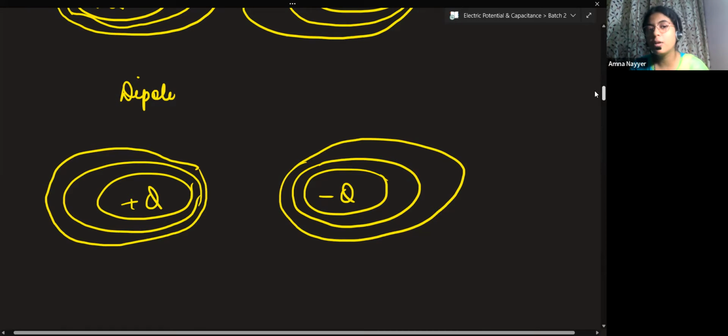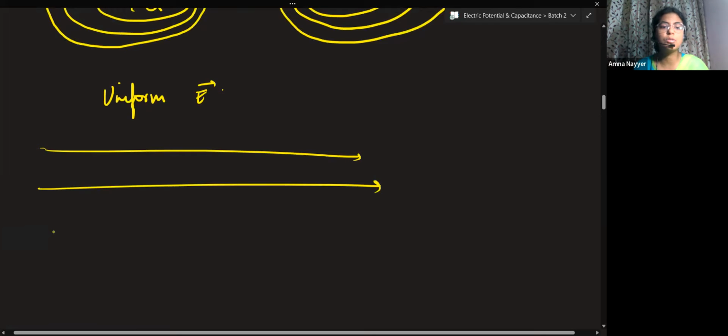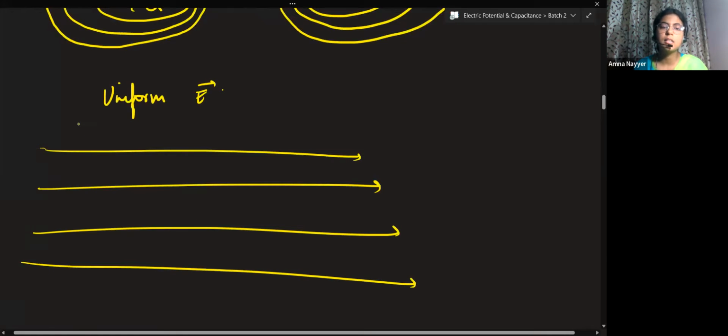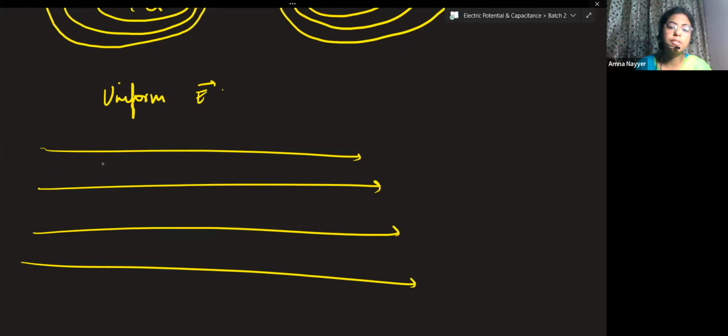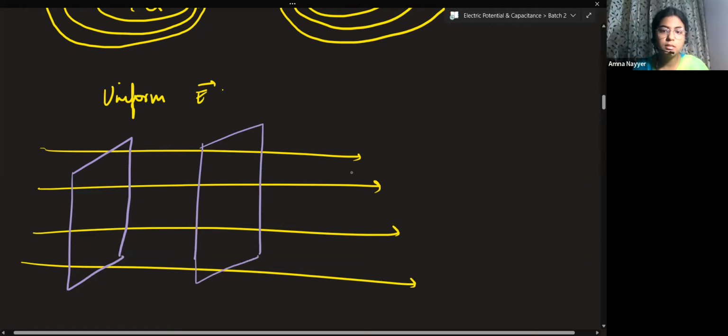Now see, apart from drawing these charges, you can draw electric field. If you have a uniform electric field, let's say it is along the X-axis, you can draw these equipotential surfaces at a constant separation, in this manner. This will be the electric field and these will be the equipotential surfaces.